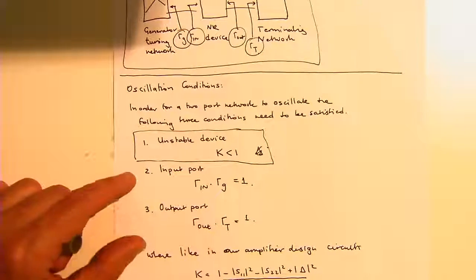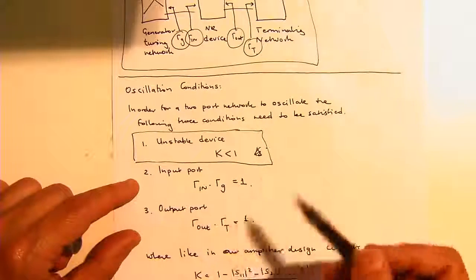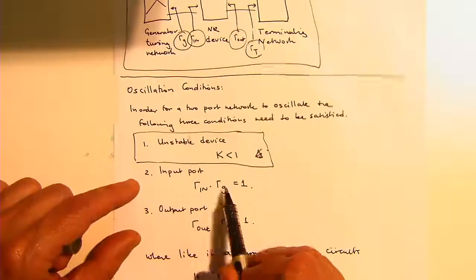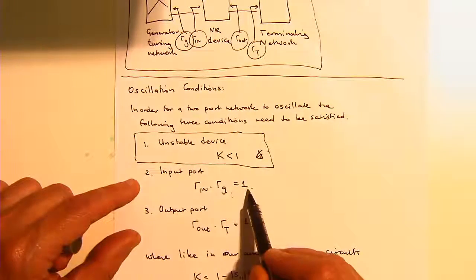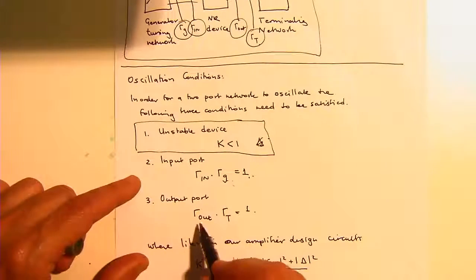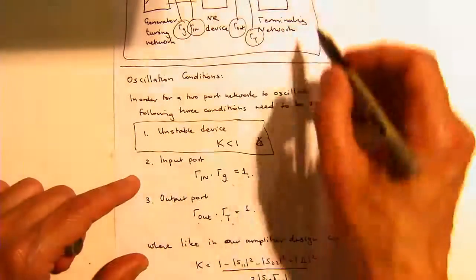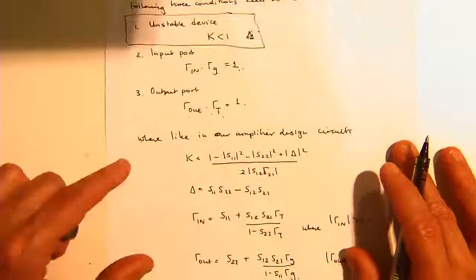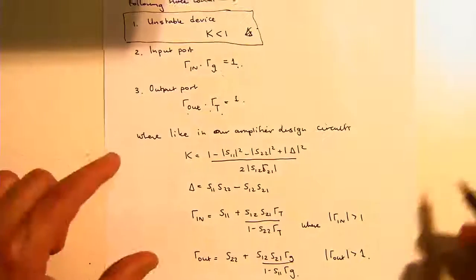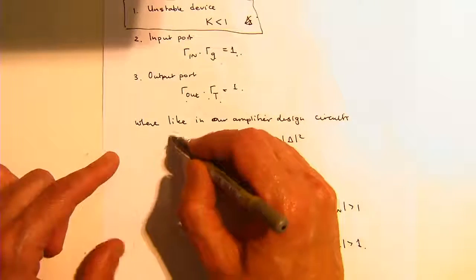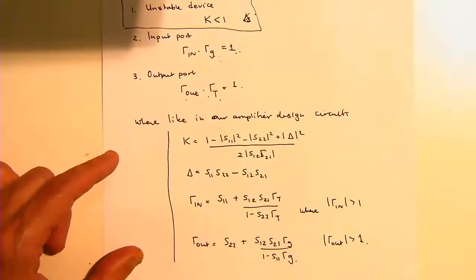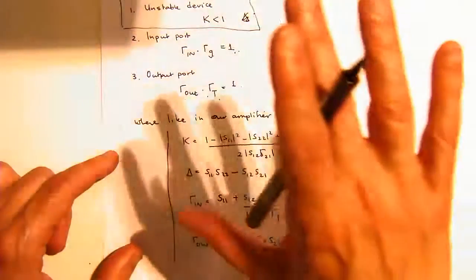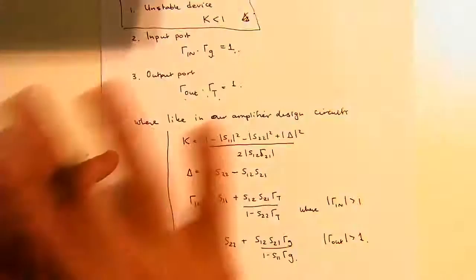And then the other two conditions that are required are that the input reflection coefficient gamma in multiplied by the generator reflection coefficient gamma G is exactly equal to 1, and the output port gamma out times the terminating network gamma T is equal to 1. What I've done here, for all of your benefits, is remind you of these relationships, which we've gone through and derived for power amplifiers.